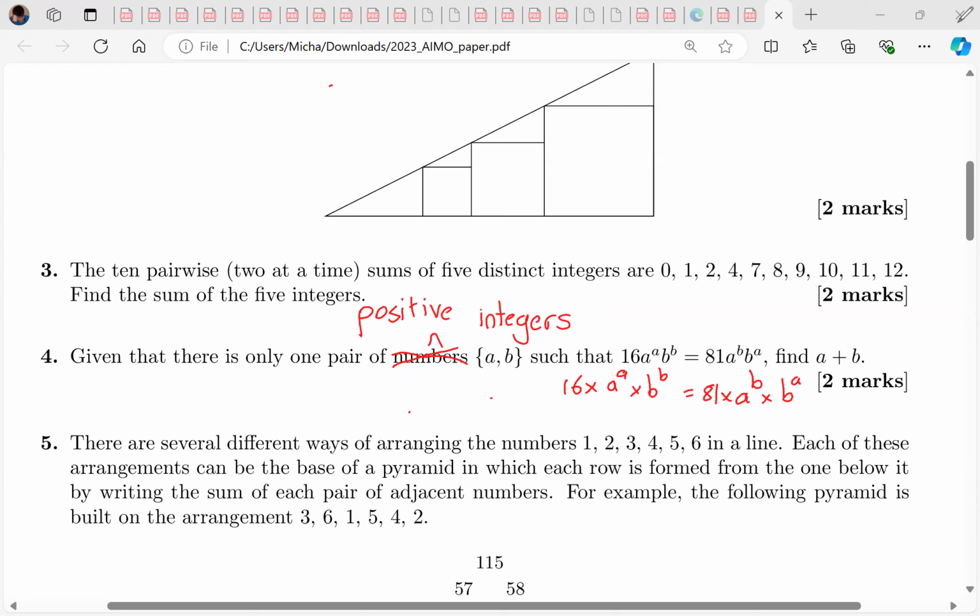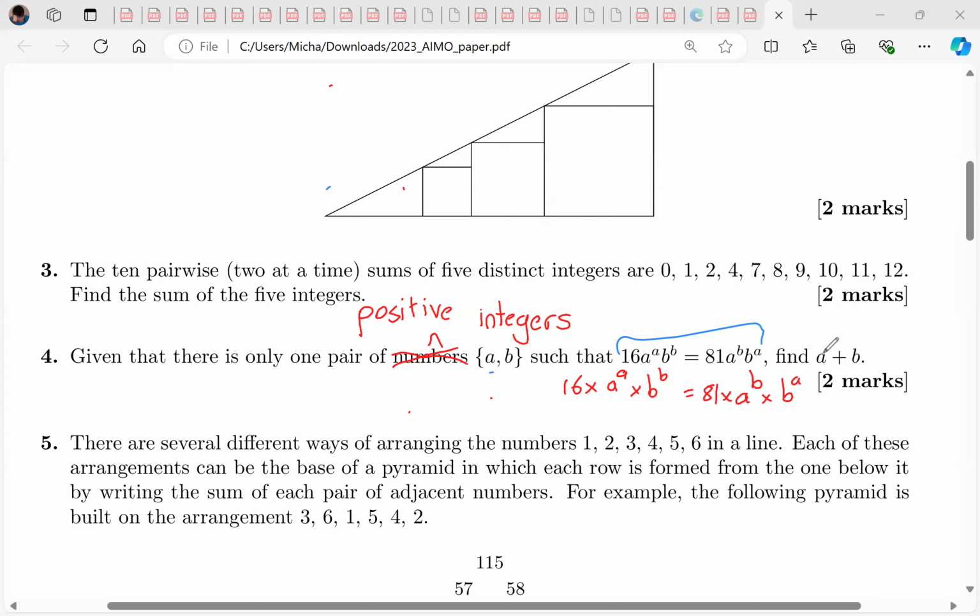Okay, so we're looking through question 4 right now. Let's say we only have one pair of positive integers a and b such that this thing is true. Now I have to find the sum of a and b. So how would we approach it? Do any of you have any ideas? Well, I only have one thing I could. It's not too big. What did you figure out?